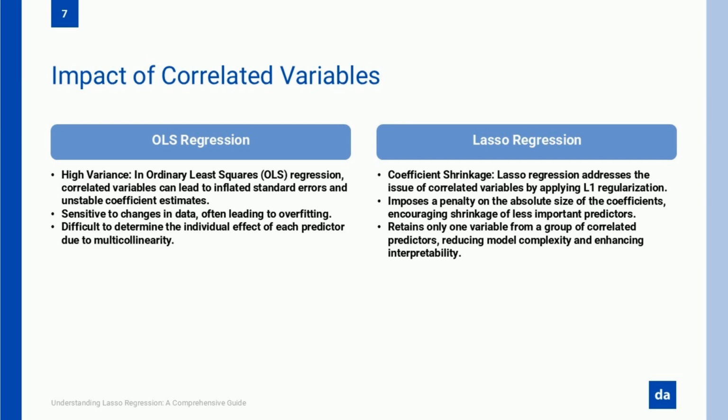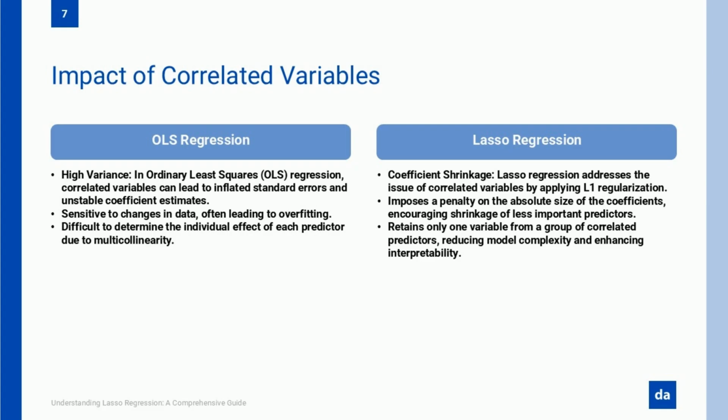This is one of the biggest advantages of Lasso, unlike Ridge Regression, which simply shrinks coefficients without removing them. Lasso actually performs feature selection automatically. That means it doesn't just reduce redundancy, it actively simplifies the model, making it more interpretable and reducing the risk of overfitting. But here's an interesting twist.